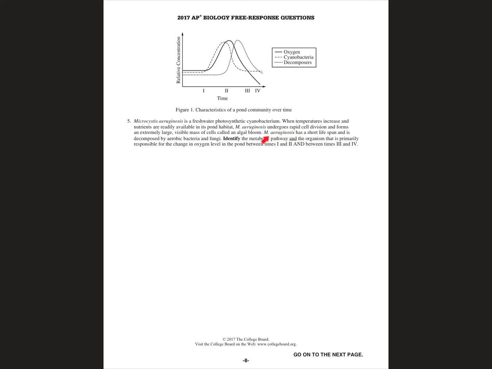So M. aeruginosa has a short lifespan and is decomposed by aerobic bacteria, aerobic meaning it uses oxygen, and fungi. So the fungi and the bacteria that use oxygen eat the algae when it dies. Identify the metabolic pathway of the organism that is primarily responsible for the change in oxygen level in the pond between 1 and 2. So this 1 is going up. In between 1 and 2, oxygen is going up. At 2, it starts to go down.